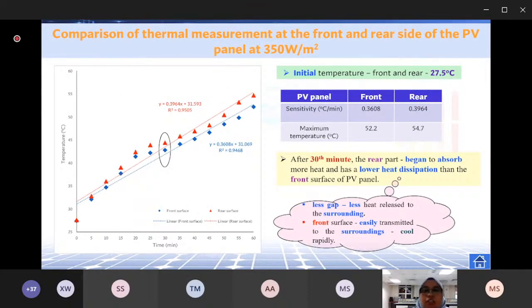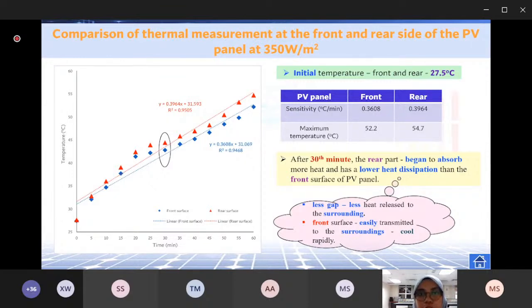Okay, this result I want to show is for both sides. As you can see, the photovoltaic panel actually has both sides: the surface, and the rear or back side.